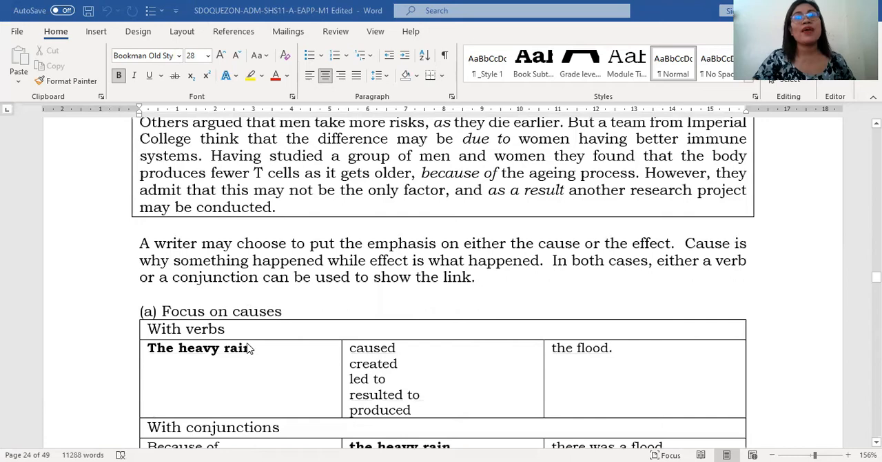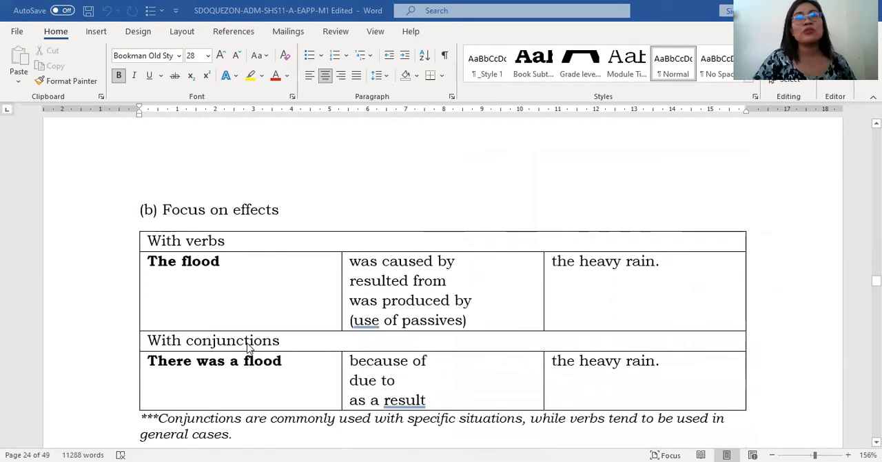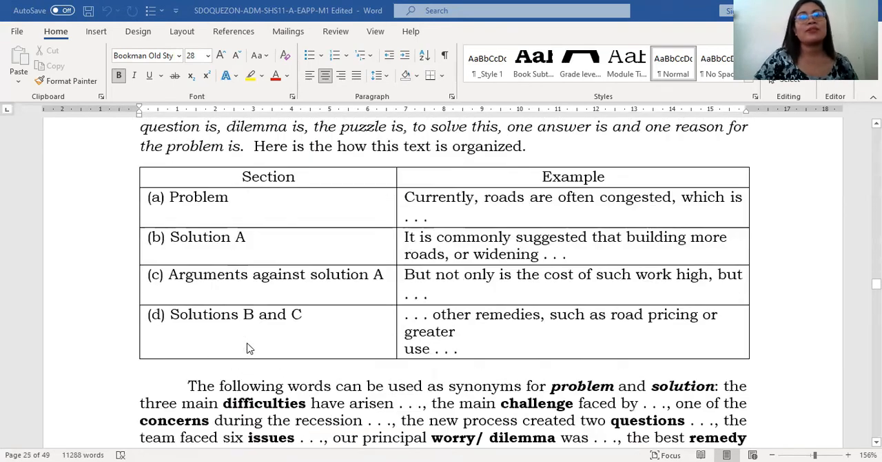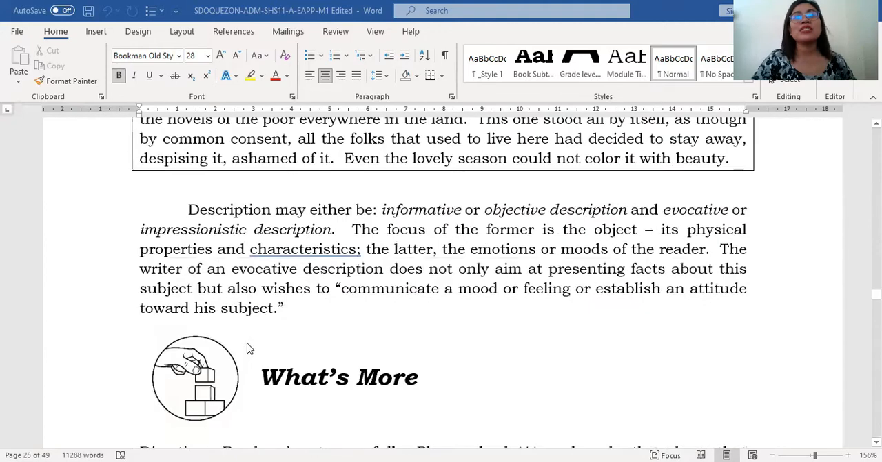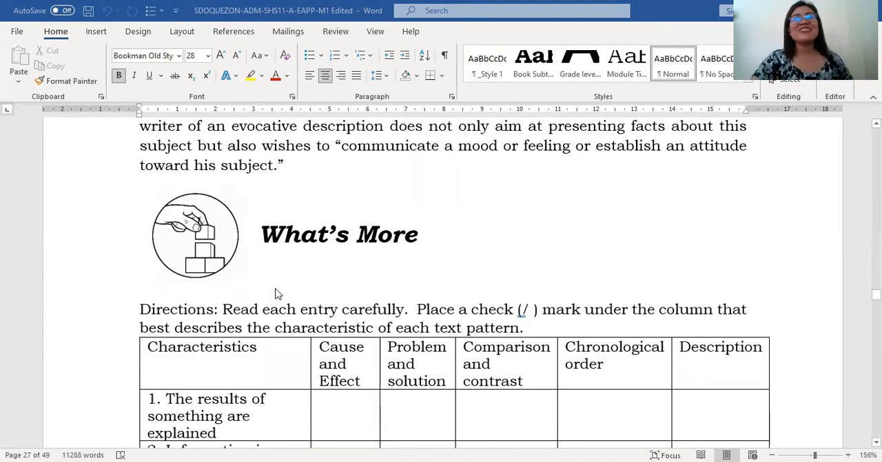So please just read them and try to focus on the characteristics of each text so that you'll be able to answer the activities that will be following after this part. Okay, moving on, I'll just skip the pages. It's up to you to read those parts depending on the time that you have and the mood that you are in. Okay, so let's go to what's more.